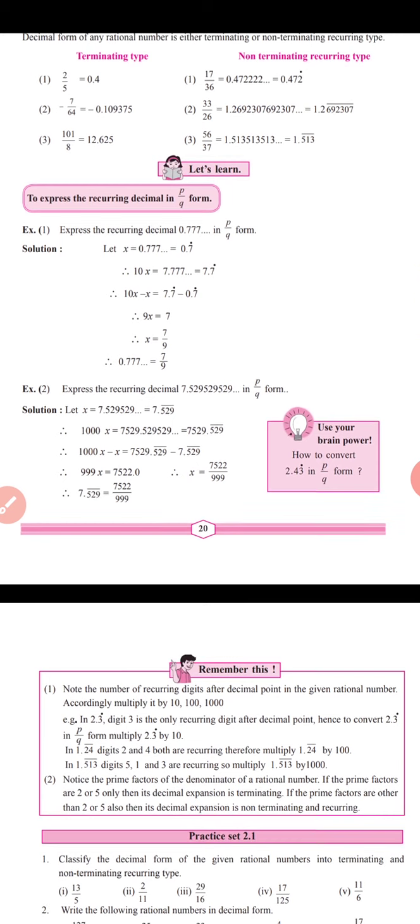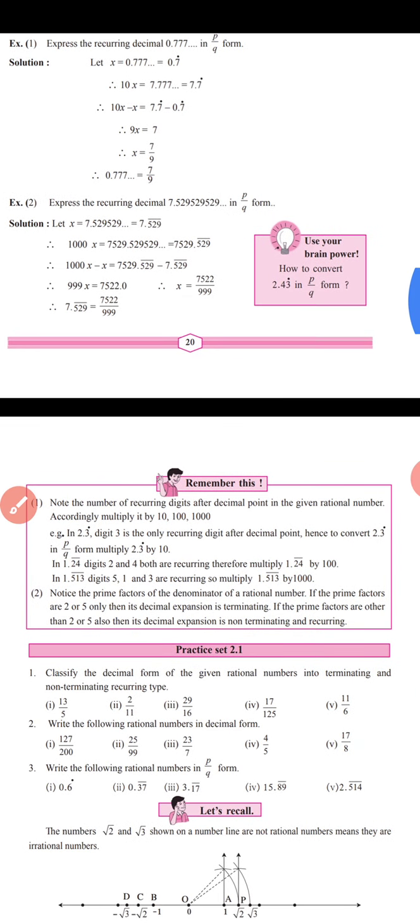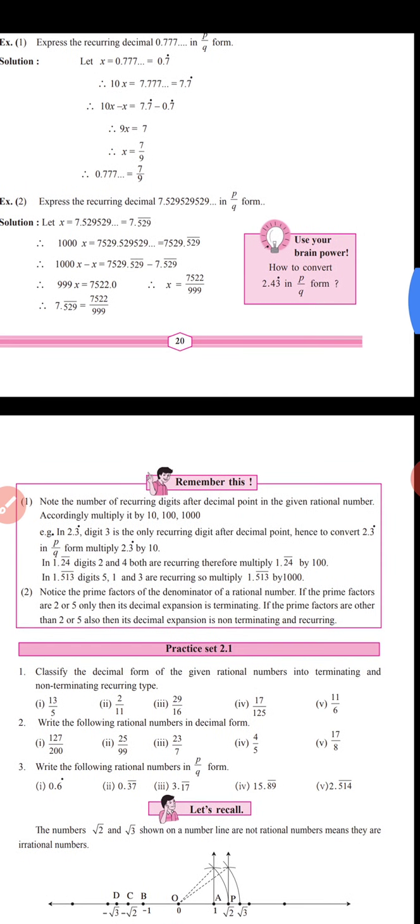Now 1000x minus x is equal to this. We put the values of x and 1000x here. Now 1000x minus x is equal to this one. So we get 999x is equal to 7522, and we get the answer x is equal to 7522 upon 999. By using the above methods, we have to solve practice set 2.1.